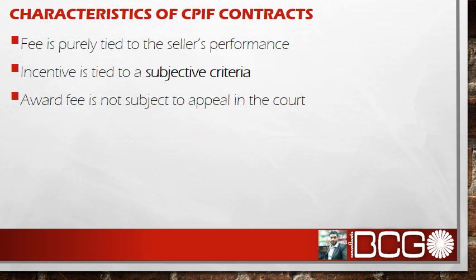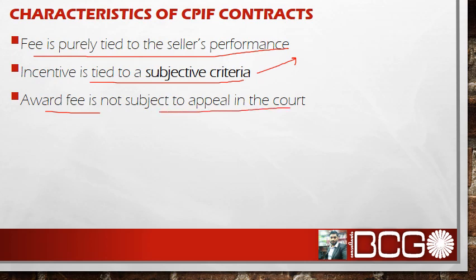Okay, so what are some characteristics of such type of contracts? The fee is purely tied to the seller's performance, right? And the second thing is, the incentive is tied to the subjective criteria. There is no way to measure the performance of the supplier in this type of contract. And another important point about this type of contract is that this award fee is not subject to appeal in the court, right? Be careful.